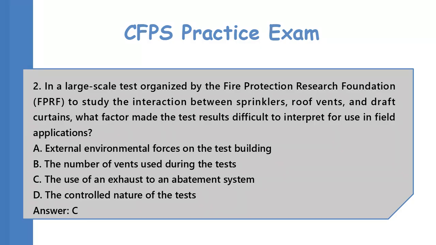2. In a large-scale test organized by the Fire Protection Research Foundation, FPRF, to study the interaction between sprinklers, roof vents, and draft curtains, what factor made the test results difficult to interpret for use in field applications? A. External environmental forces on the test building. B. The number of vents used during the tests. C. The use of an exhaust to an abatement system. D. The controlled nature of the tests. Answer: C.